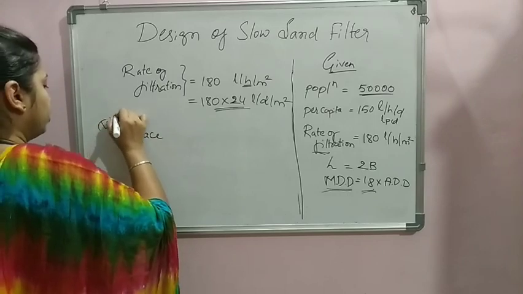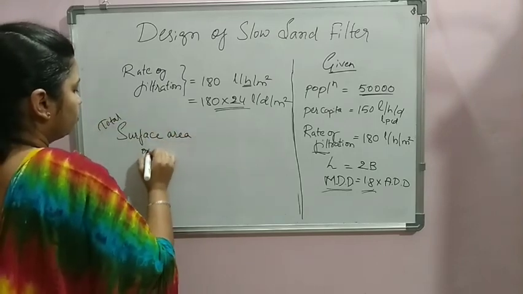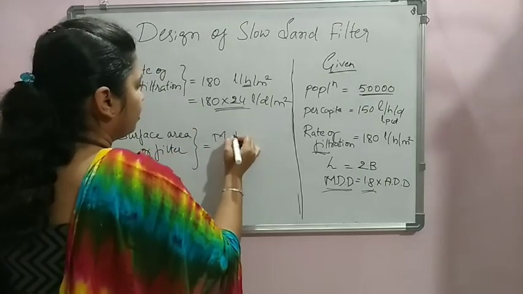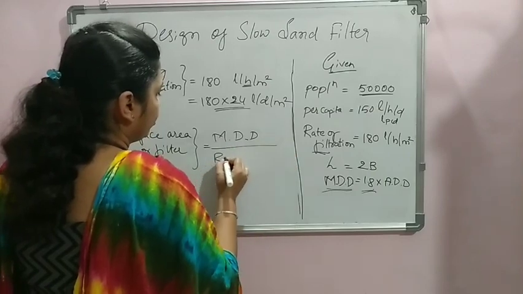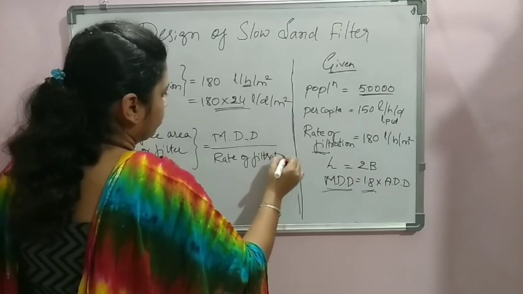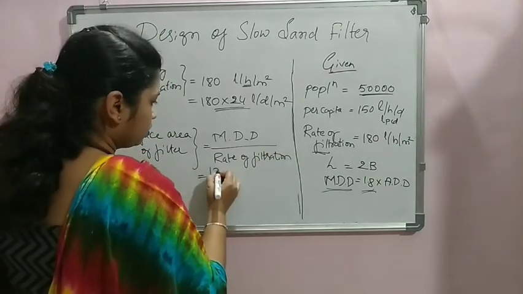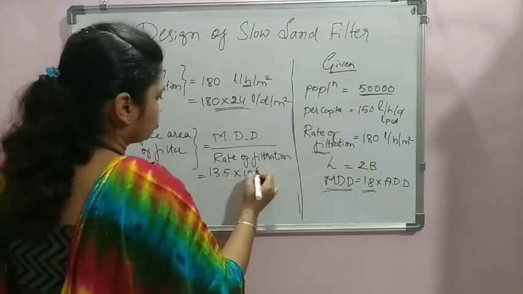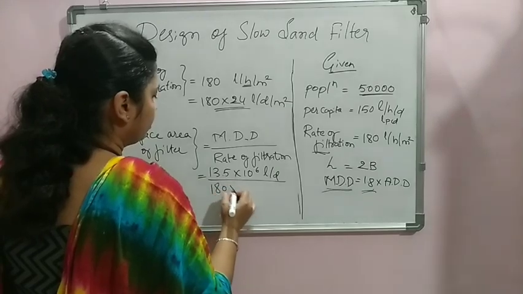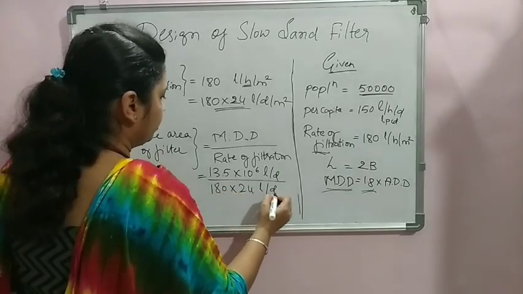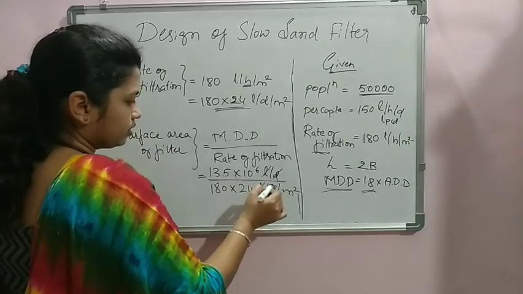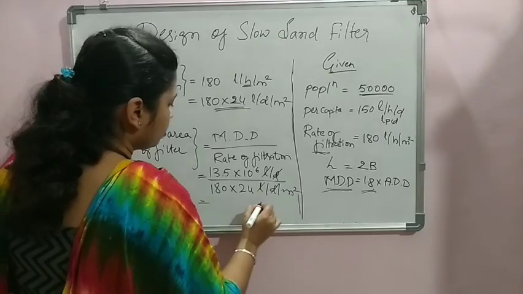This is the total surface area of the filter, which is equal to maximum daily demand divided by rate of filtration. Maximum daily demand was 13.5 into 10 raised to 6 liters per day. Now rate of filtration is 180 into 24 liters per day per meter square. See here the units: liters get cancelled, day gets cancelled, and the remaining unit is meter square.